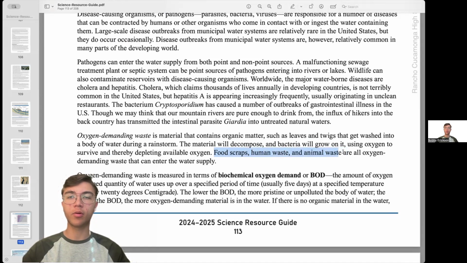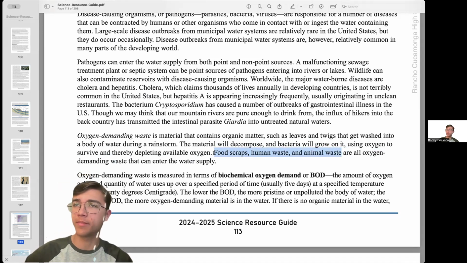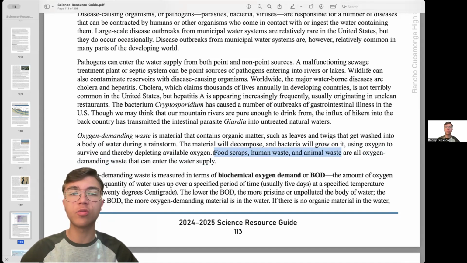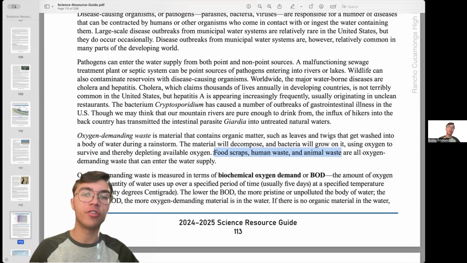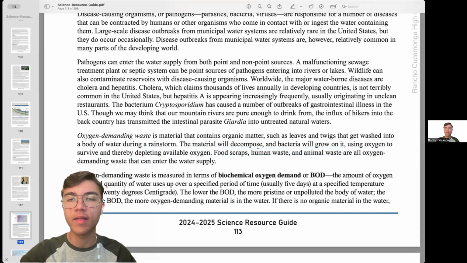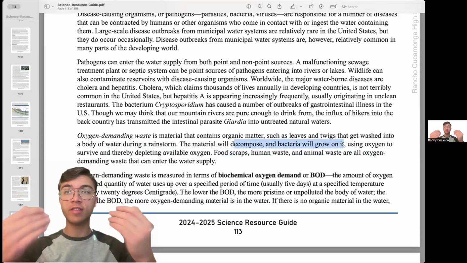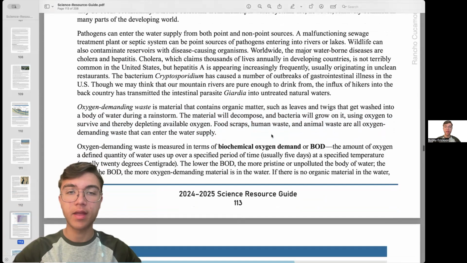Something really important, you may be asked: if you drop a bunch of food scraps into a river, how does it become oxygen demanding? You need to know that it will decompose and that bacteria will grow on it, which uses that oxygen in order to survive.